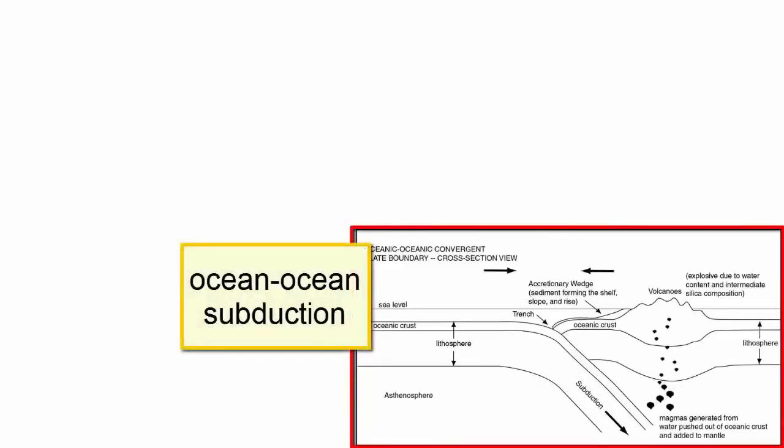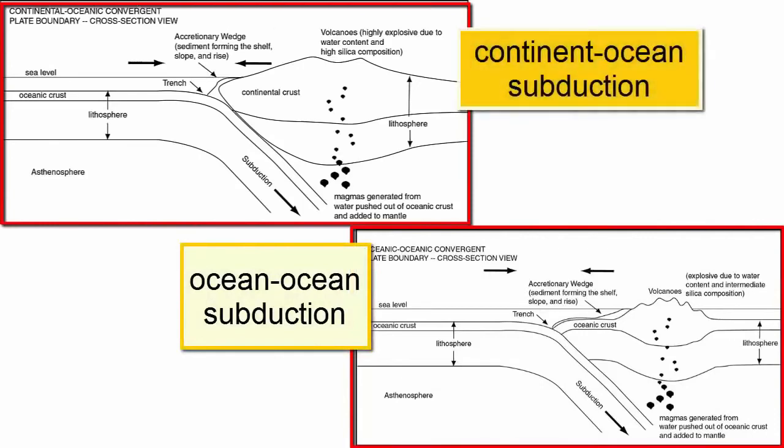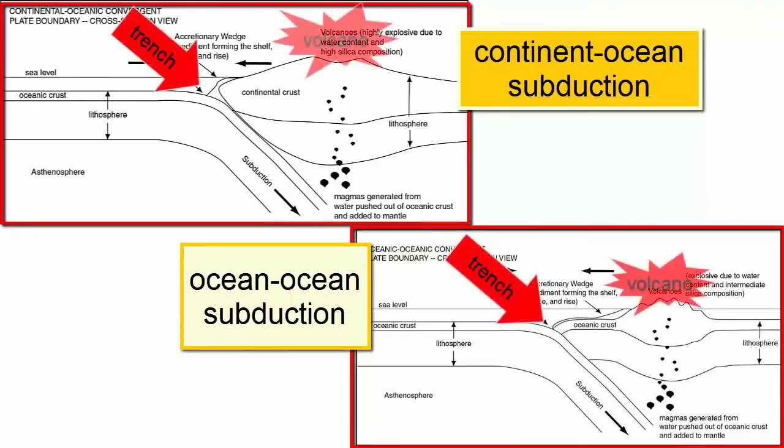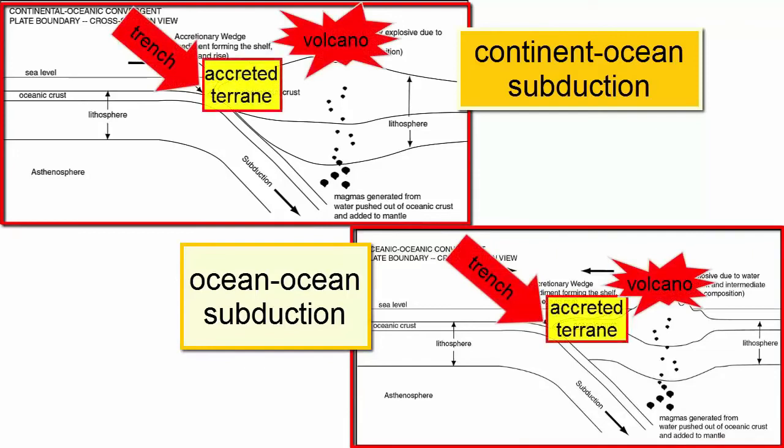Do ocean-ocean subduction zones produce the same types of features as continental ocean subduction zones? Trenches, volcanoes, accreted terrain material that forms coastal mountain ranges? Yes. The only difference is that the volcanoes erupt through thinner oceanic lithosphere, and that makes them slightly less dangerous than the magmas that rise through thicker continental lithosphere. Why? The thicker the lithosphere, the more likely the gas content will increase in the magmas, and this gas leads to higher pressures and more explosive volcanoes.